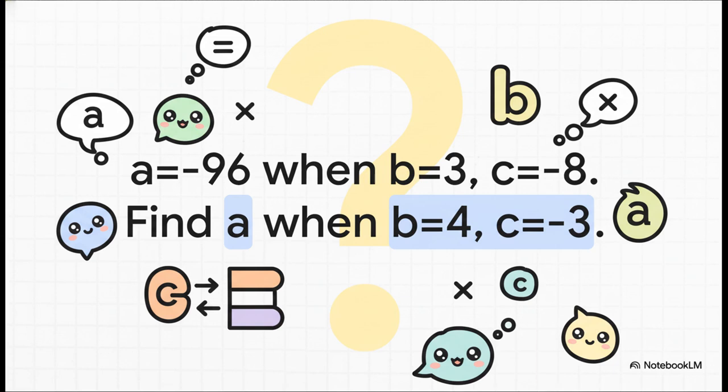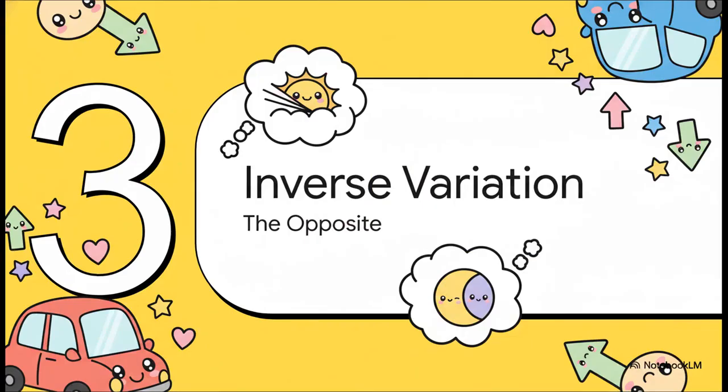If A varies jointly as B and C, and we know one complete set of values, what is A in the second scenario? Again, just set up that proportion and see what you come up with. So far, everything's been moving in the same direction. But what about relationships that are, well, opposites? You know, when one thing goes up, the other goes down. Let's explore that right now.